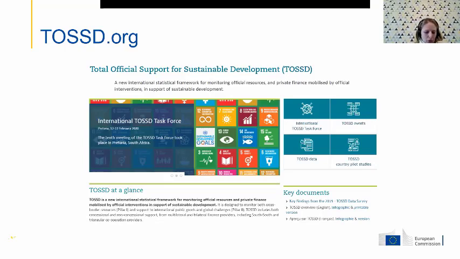And also, I was wondering, once the methodology is better developed, does the TOSSD secretariat only collect data, or do they also verify it like the secretariat of OECD DAC? How does that impact the time frame of publication, for example, because OECD DAC publishes 2 years after the collection of the data. And I was wondering what the objective of the TOSSD publication was.